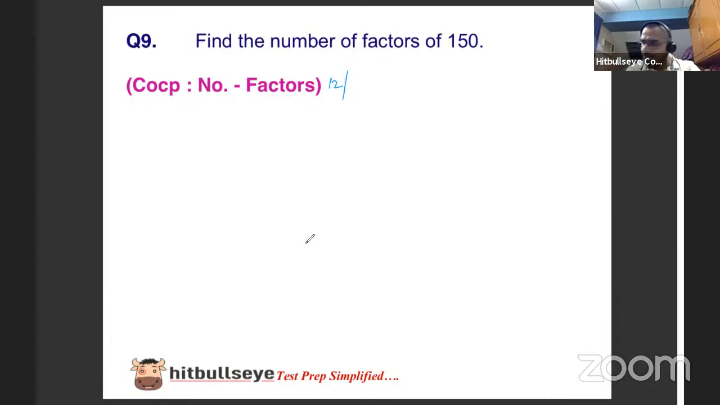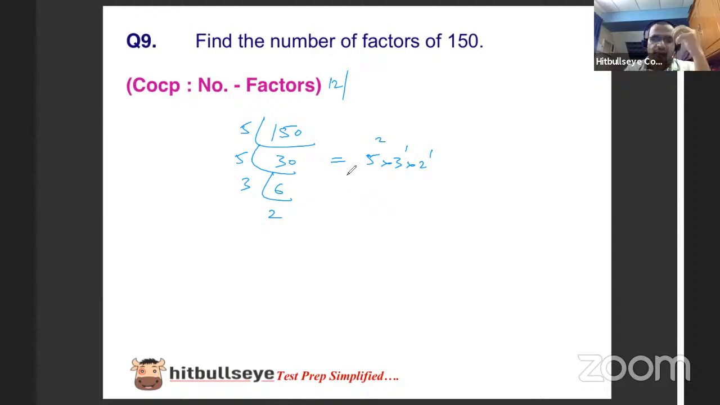चलिए आइए solve करते हैं आइए. So first thing we'll be writing down 150 in prime factorization form. So for 150 we have 5, 30, 6, 3, 2. So we have got 5 raised to power 2 into 3 raised to power 1 into 2 raised to power 1. This is my prime factorization form for 150. What I have just learned is the total number of factors are nothing but 2 plus 1 into 1 plus 1 into 1 plus 1, which is nothing but 3 into 2 into 2, which is 12, the right answer.